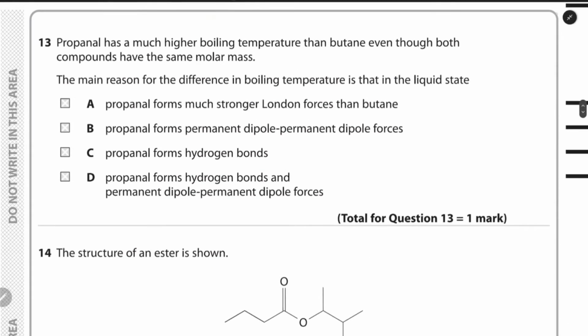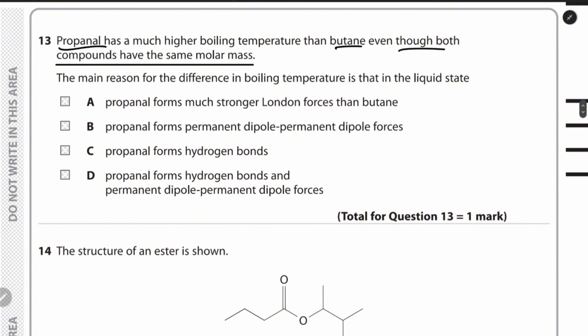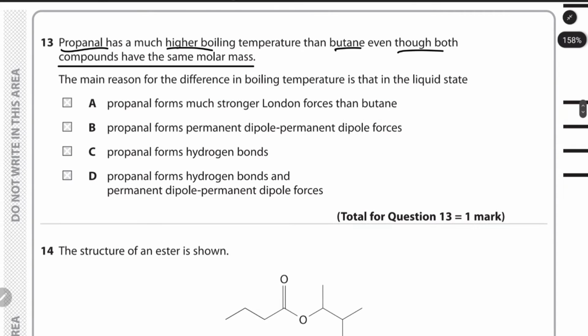Now moving to question 13. So we have propanol and butane, and we are told that even though the compounds have the same molar mass, propanol has a higher boiling point than butane. So if I look at the structure of them, propanol is CH3CH2CH2OH. So this is propanol and this is butane.